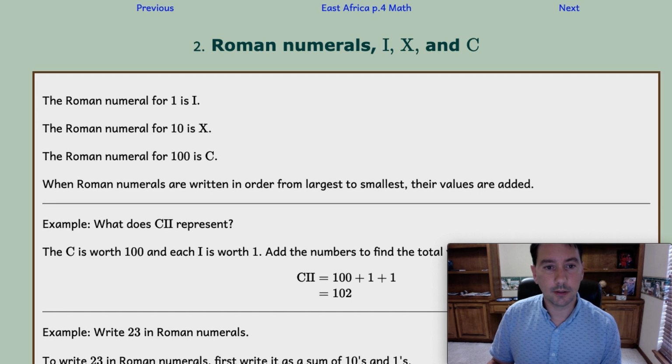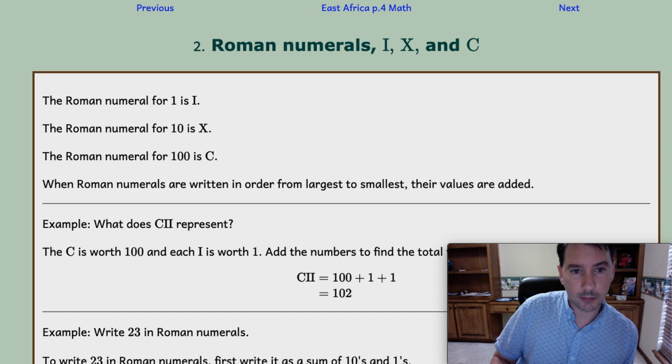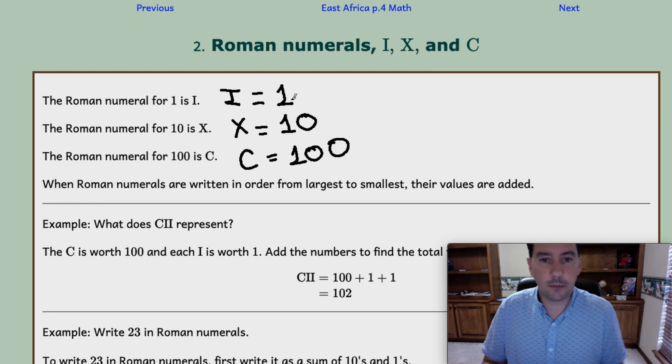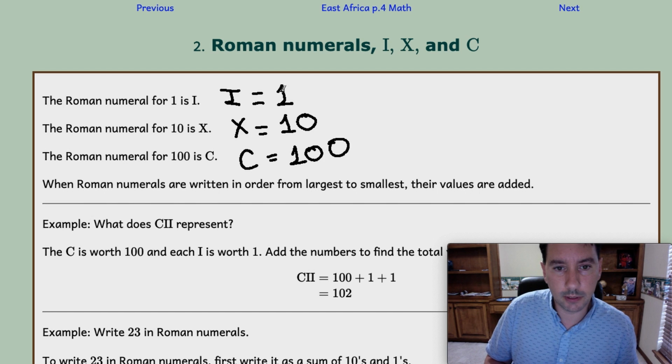Welcome back. This lesson is an introduction to Roman numerals. In this lesson we're going to talk about three Roman numerals: I, which equals 1, X, which equals 10, and C, which equals 100. Notice these are the first three places in the Hindu Arabic numerals: ones, tens, and hundreds.